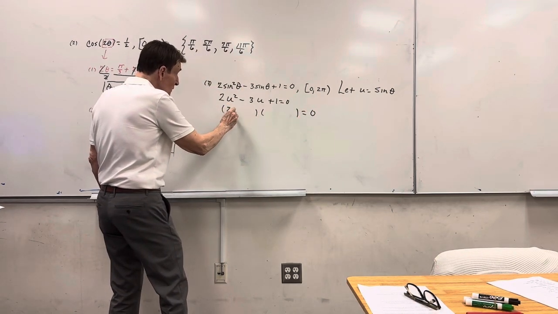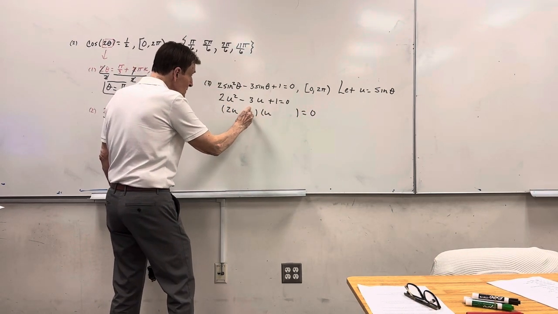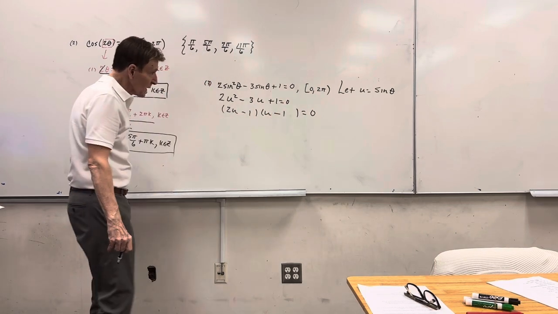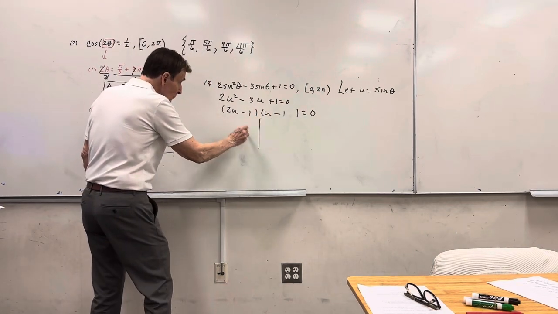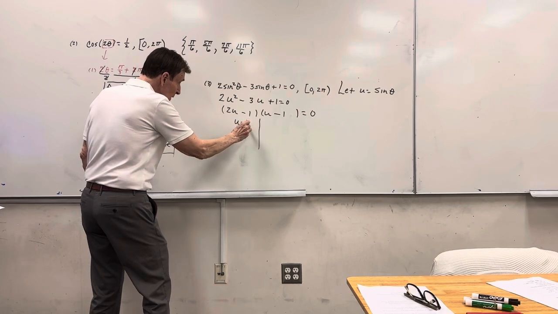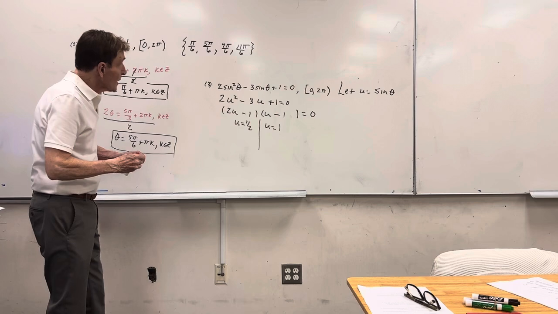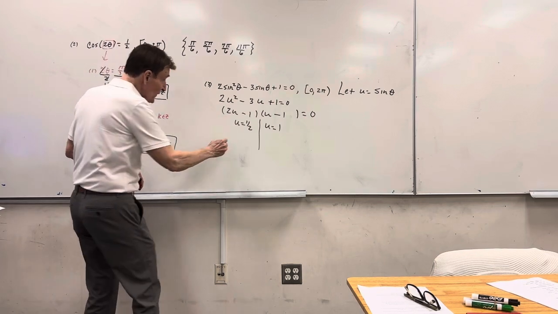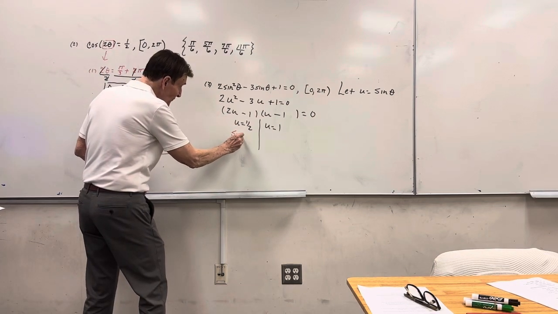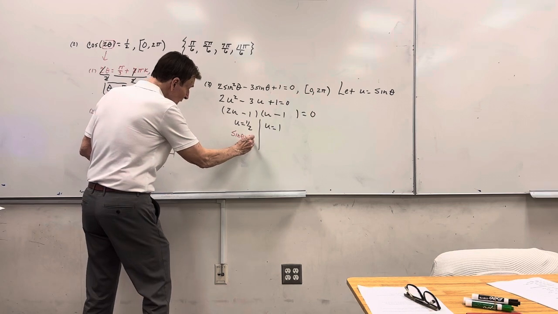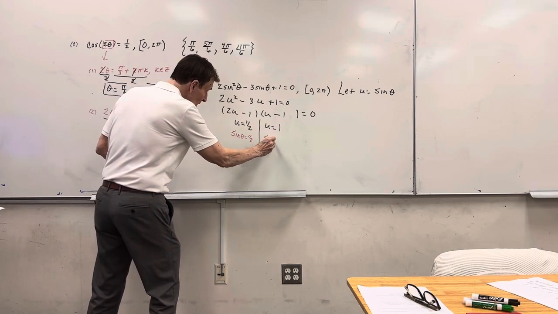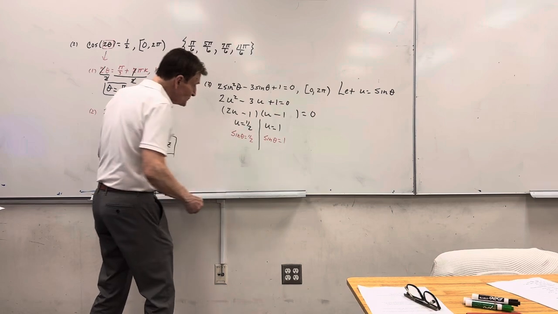Here goes 2u, right, minus 1 and minus 1. Yeah, looks good. We've done these many times. I'll go ahead and do this quickly. This is u here. This is u. U was representing what? Sine theta. So this really says sine theta equals 1/2, and sine theta is equal to 1.